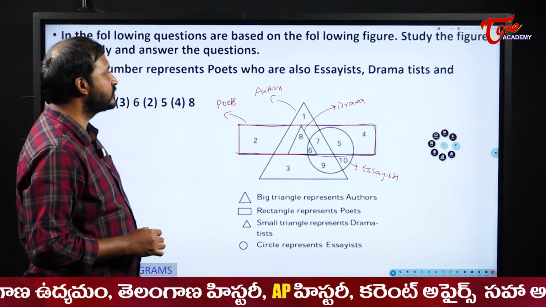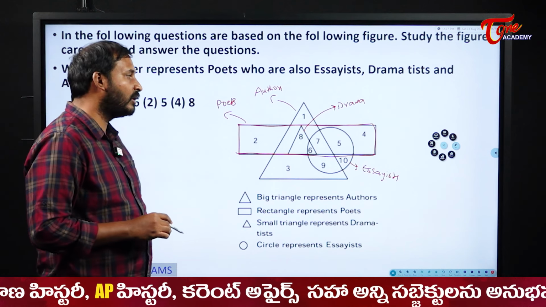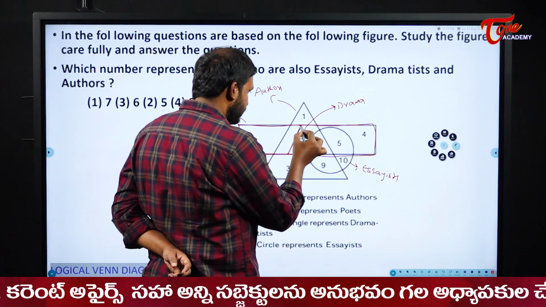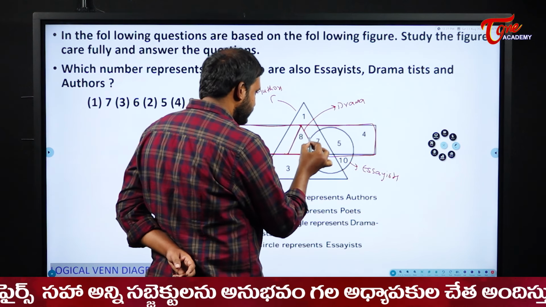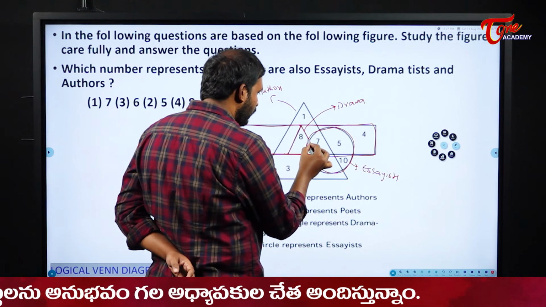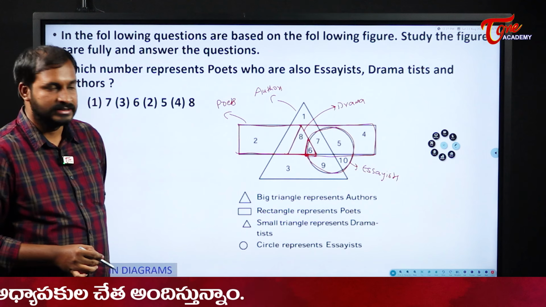Next, who are also essayists, dramatists and authors. All the 4 circles should be intersected. Now this is the small circle, the triangle area, this is the circle area, and this is the big one. So what is the common area between all the 4? This 6 is the common area between all the 4, right? 6 is the common area.